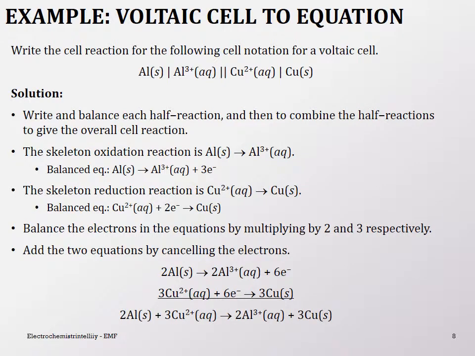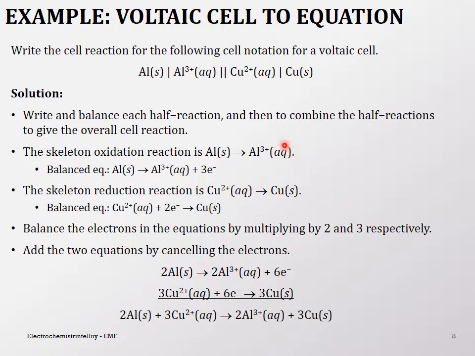Now let's work the other way. For example, if you were actually given a voltaic cell notation, then how would you write out the reactions that go along with it? Here is your cell equation, which is aluminum and then copper. So what we are going to have to write out is, of course, the half reactions for this and then the complete reaction that is going on.